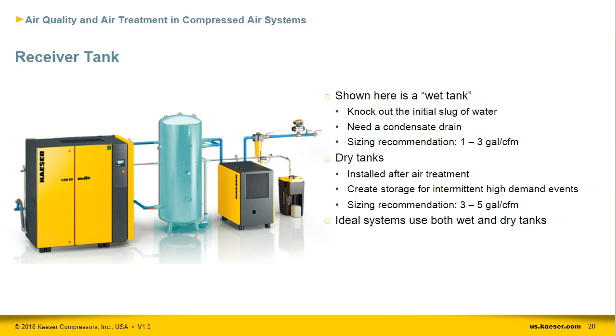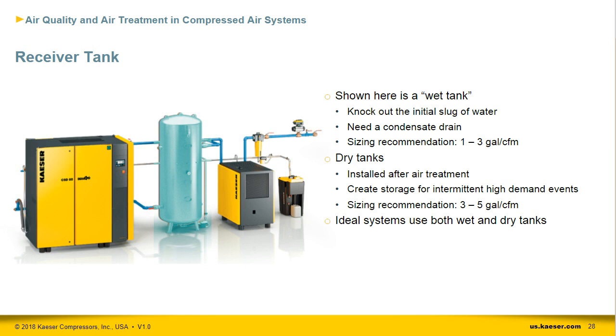This type of tank should be sized as 1 to 3 gallons of storage for every CFM in your system. The other option is to use the air receiver as a dry tank. This is installed after the air treatment, and it creates storage to handle intermittent high-demand events.